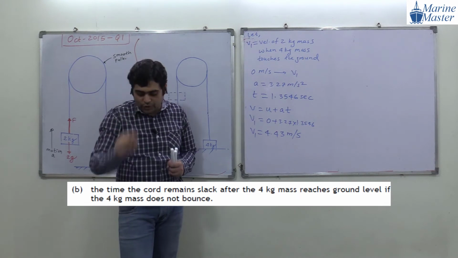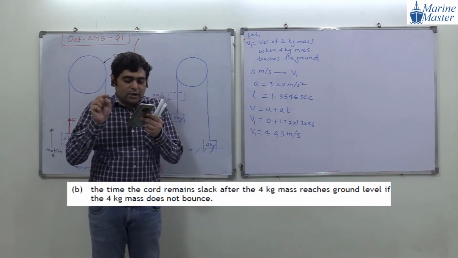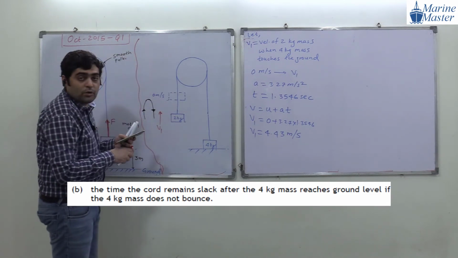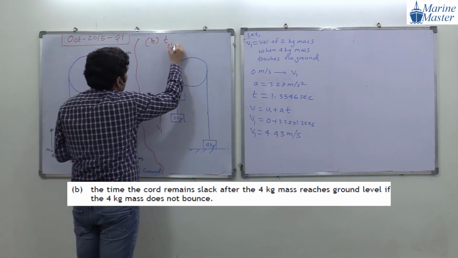Guys, there is a key word in the question. What do they have to find out? The time the cord remains slack. So in the B part, we have to find out the time of slack.